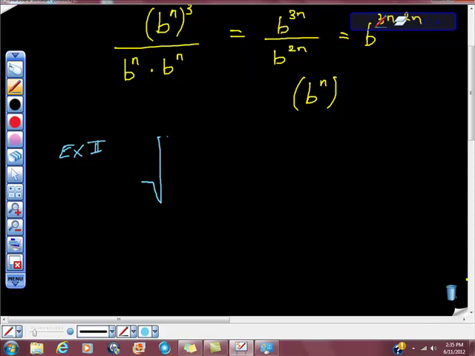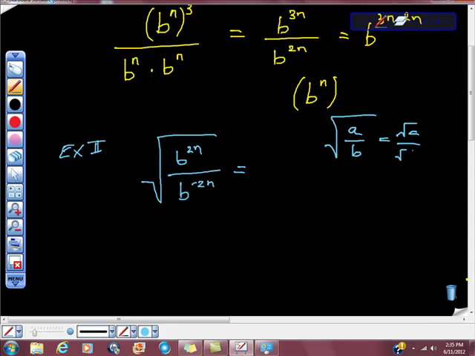What if we have this? What if we have the square root of b to the 2n power over b to the negative 2n power? Couple ways to do this. And I think I'm going to do it this way. Let's just use this rule that says that the square root of a over b is the same as the square root of a over the square root of b. So we're going to use this rule. I'm going to try this. So the square root of b to the 2n over the square root of b to the negative 2n.